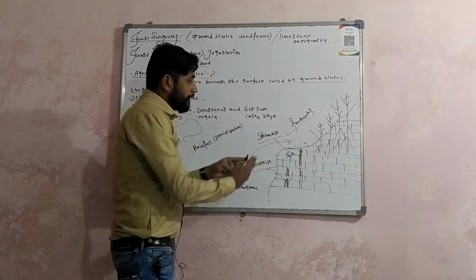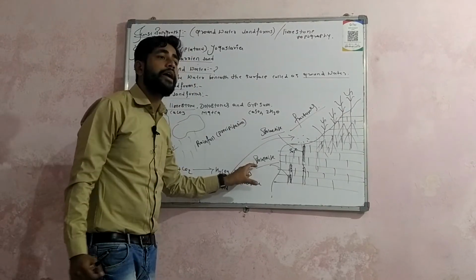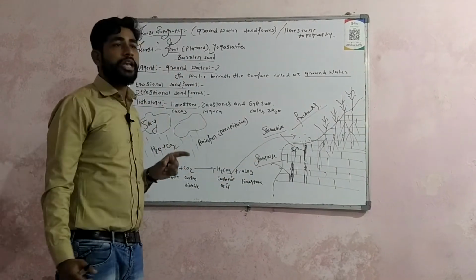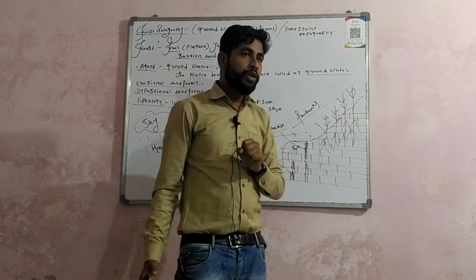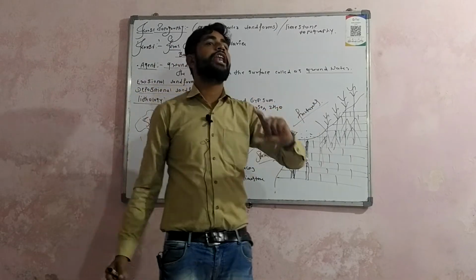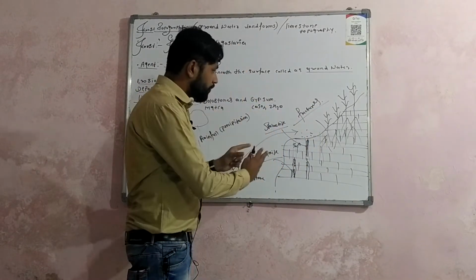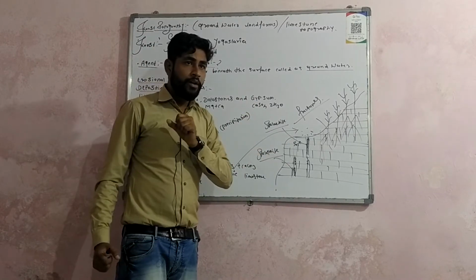Now there is a formation of stalactite and stalagmite. Stalactite and stalagmite act as depositional features, or depositional landforms, created by groundwater. Now there is a formation of cave, and those caves we call stalactite stalagmite caves.